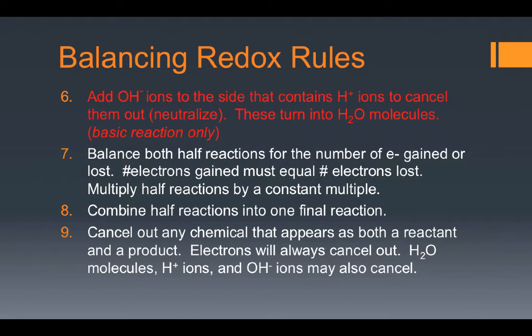The new rule we'll be talking about happens right here, and that is rule number 6. Rule number 6 tells us that we're going to add in OH- ions to the side of the reaction that contains the H+ ions that we added in previous steps. We do this to neutralize the H+ because we don't have H+ in solution. We have OH-. That turns them into H2O molecules, and then once we get past that, we're going to go right back on to our steps that we worked on before. We balance the half reactions by balancing electrons for both sides. We recombine them and cancel out unnecessary chemicals.